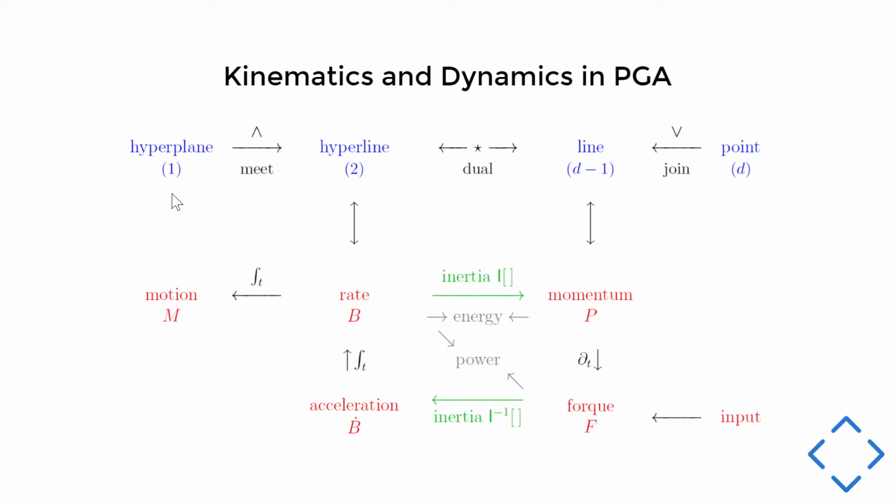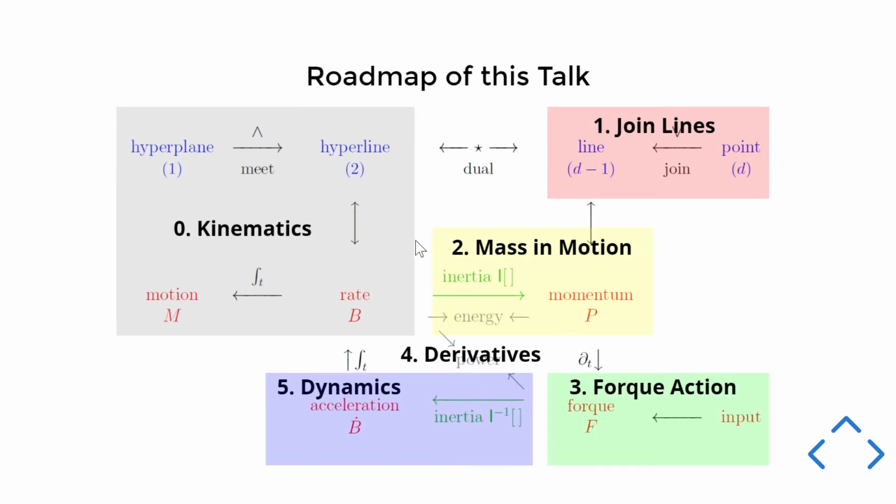So here we have hyperplanes that meet in a hyperline. These are the meet lines that Stephen was talking about. And they will determine the rate of motion, the velocities of motion, and the accelerations. They're of this type. And we will be able to connect points with the join operator that gives us a dual type of line, the join line. And this is the way that momentum and forces and torques are encoded in geometric algebra, and there's a duality between the two. So the talk is going to proceed as follows.